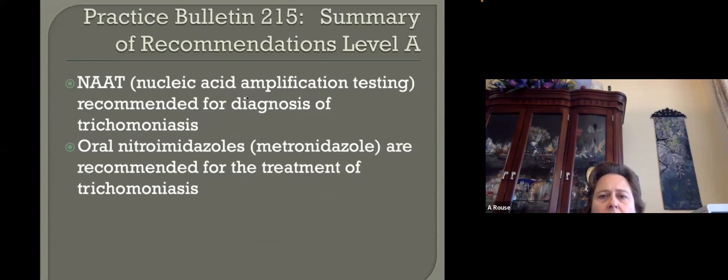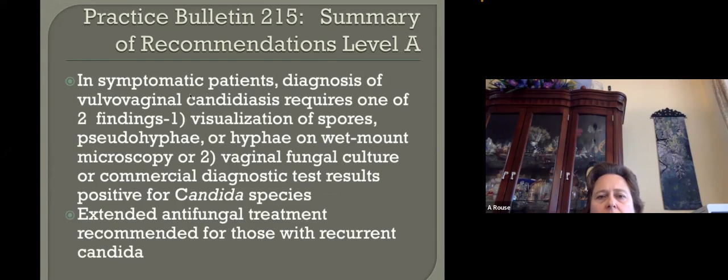All right, so your next level of recommendation. So do your more specific nucleic acid amplification. You can try your metronidazole for treating your trichomonas. Next level, you need to make sure that you see the spores, the pseudohyphae or hyphae on wet mount, or you have a culture that confirms it to treat, and then extended treatment for those with recurrent. And remember, recurrent for Candida, they say is 4 episodes that were documented within a year, and BV is 3 episodes.